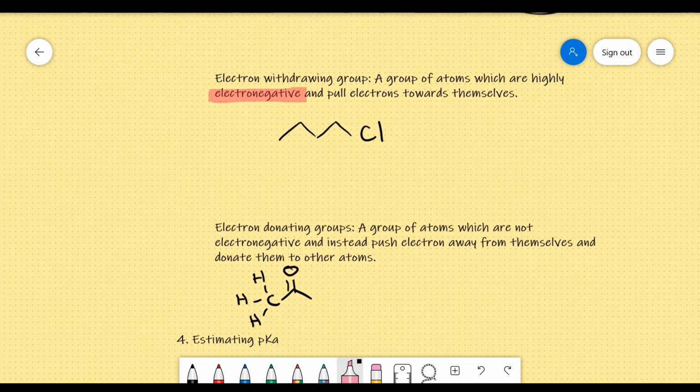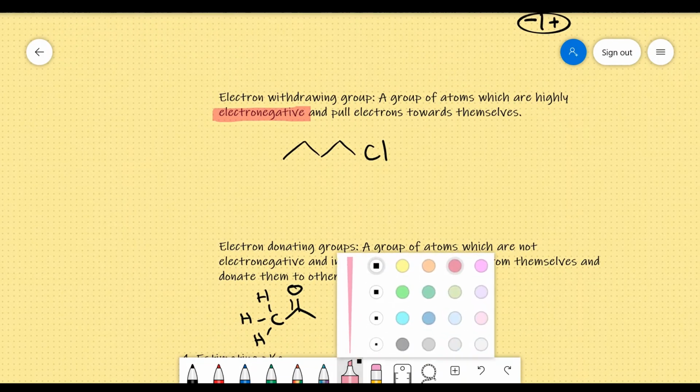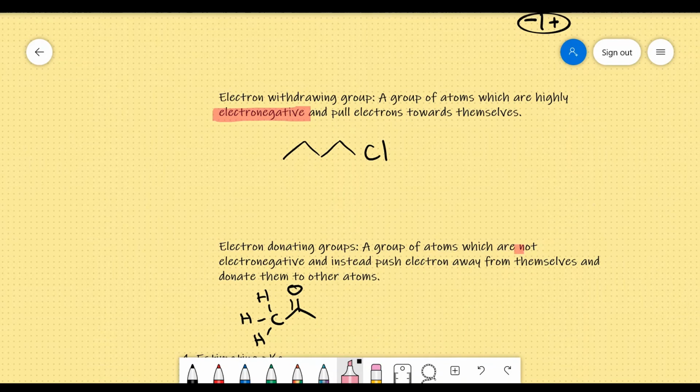And then electron donating groups are groups of atoms which are not electronegative, so they are not strong enough to be able to pull electrons toward themselves and instead push electrons away and donate them to other atoms. Now, what's important about these two groups? In this first example, we have a carbon chain with a chlorine. Based on the periodic table, chlorine is going to draw electrons towards itself, so chlorine overall is going to be more negative.